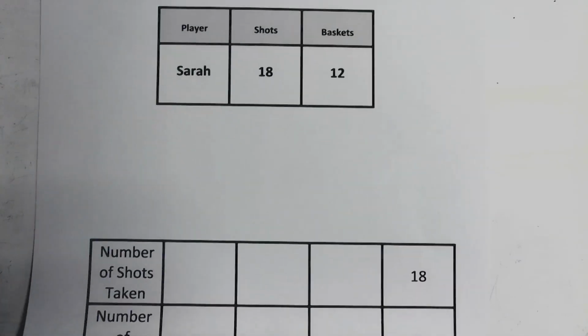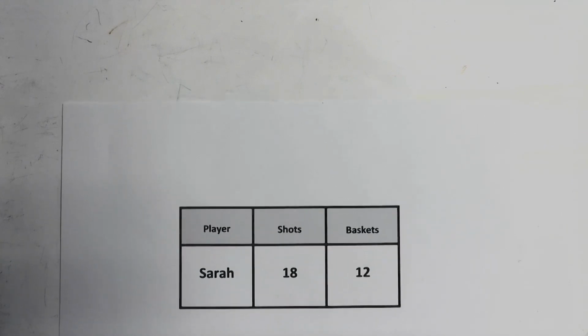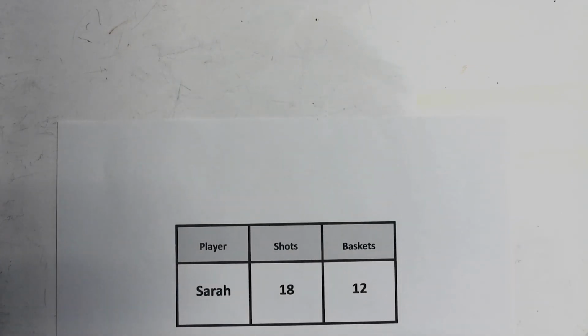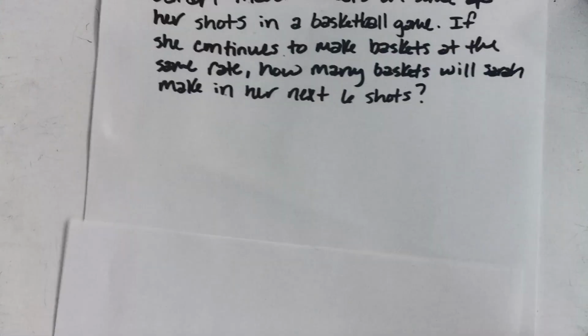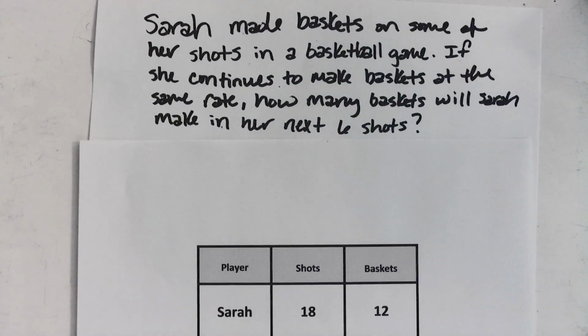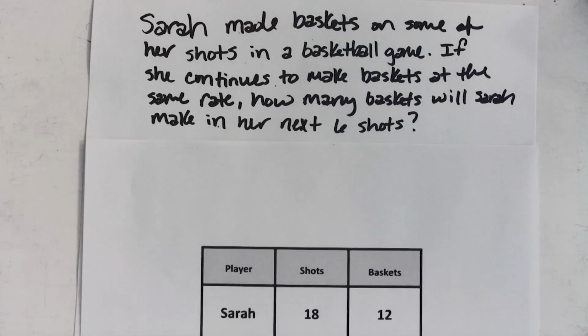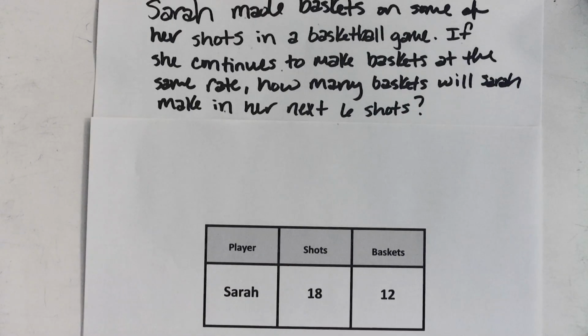So here's our new problem that we're going to use. I'm going to write our problem down. All right, so here's our problem. It says Sarah made baskets on some of her shots in a basketball game. If she continues to make baskets at the same rate, how many baskets will Sarah make in her next 6 shots? So here's what Sarah did. These are the shots she made in the baskets.